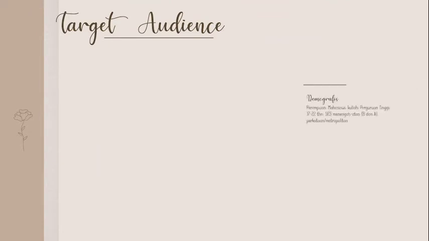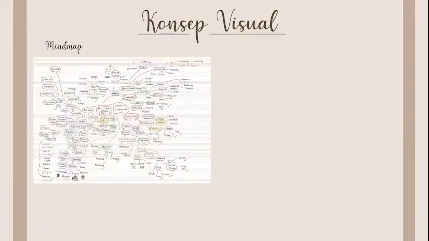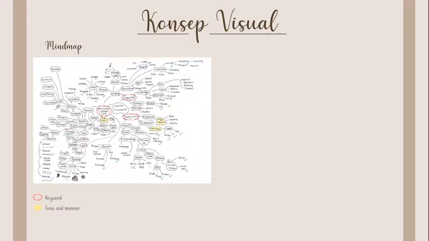Next, I find out more information about the target audience by determining the demographic and psychographic first. Then, after that, I create a mood board. The third step is to make a visual concept. The first thing I made was a mind map, starting with the word Coronachronicles and with the keywords crafts, female college student, and activities.